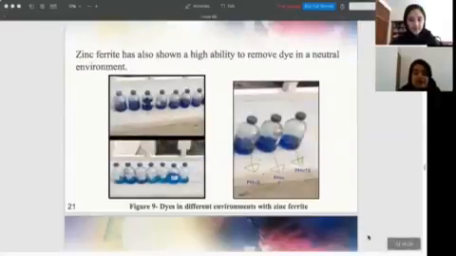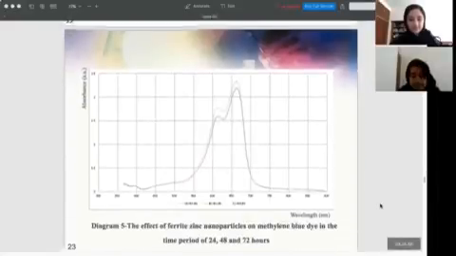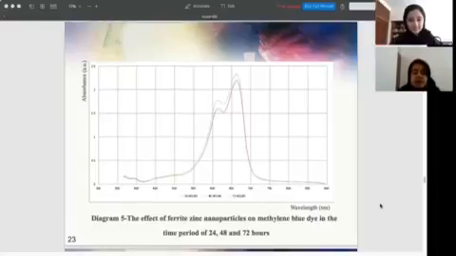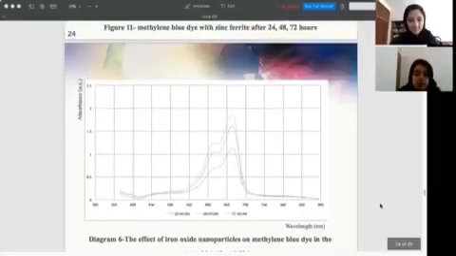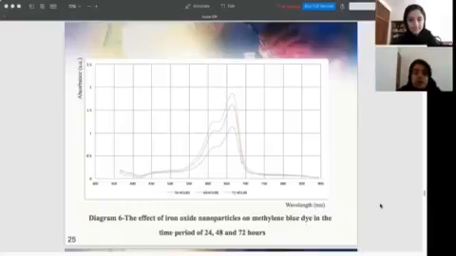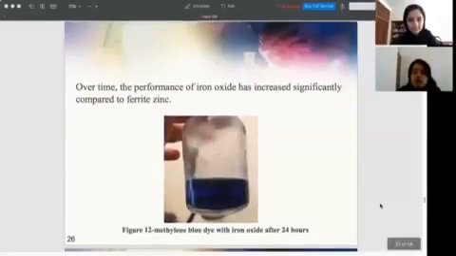In order to investigate the time effect, a specific amount of the absorbent and photocatalyst particles were poured into the solution in three different time durations, 24, 48, and 72 hours. Then the maximum absorption rates were read. Diagram 5 shows the way that zinc ferrite has affected methylene blue dye in 24, 48, and 72 hours. The synthesized ferrite was able to be active during these three consecutive time durations. Diagram 6 indicates the rate of dye removal by ionized nanoparticles in different time durations. Ionized nanoparticles have shown a better performance than zinc ferrite nanoparticles, so both synthesized particles were able to absorb and destruct the dye over time.